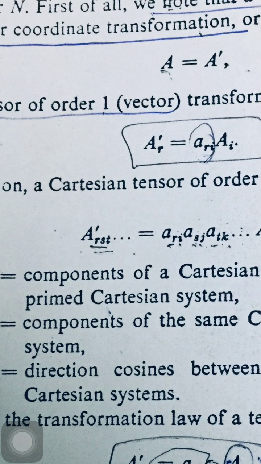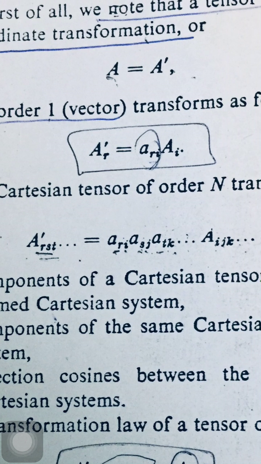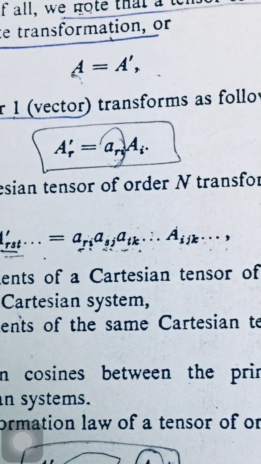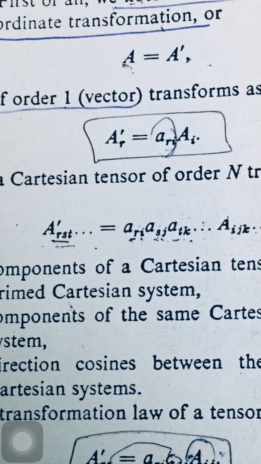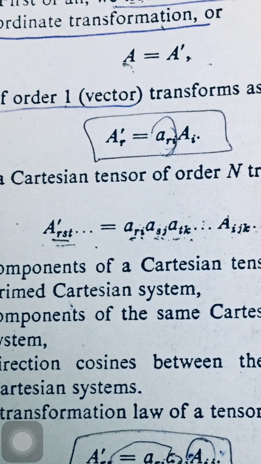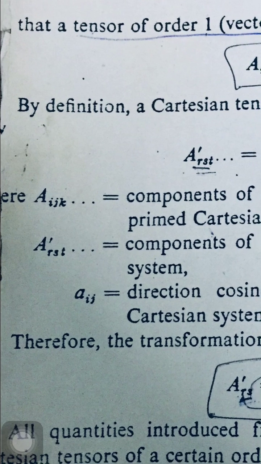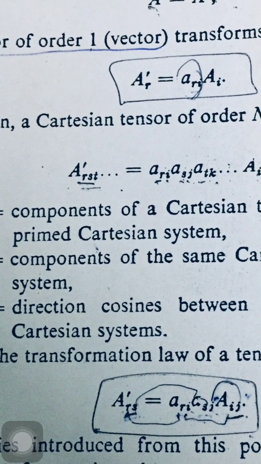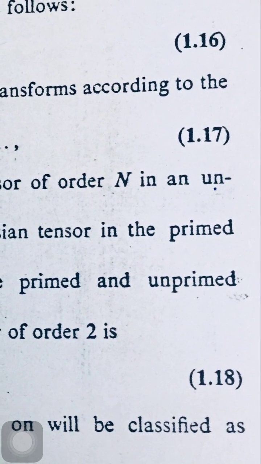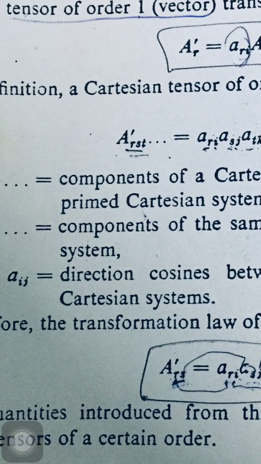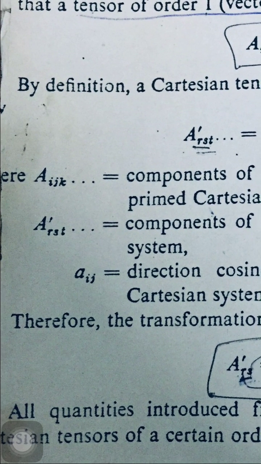So A dash RST in unprime changes to A I, J, K in prime. So this is a transformation law. If we take a tensor of order 3, we have 3 components, but in case of order n, we have n components.